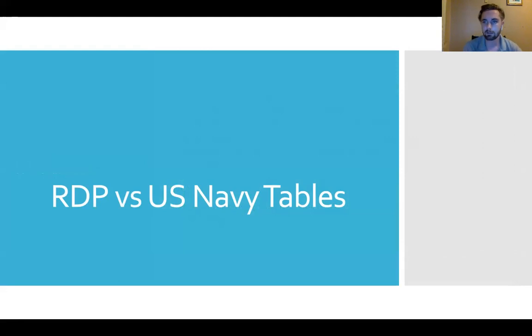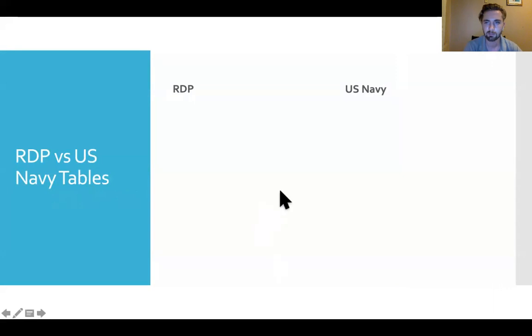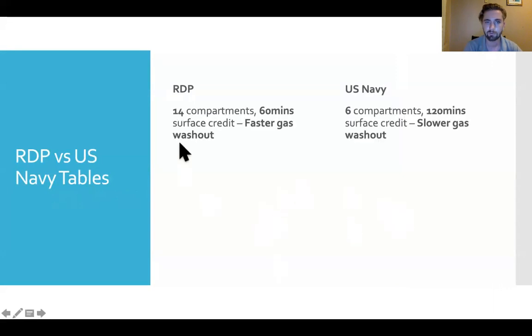Now, looking at the RDP, which we use with PADI, and the US Navy tables. The recreational dive planner has 14 of these theoretical tissues or compartments, and they have a 60-minute surface credit. So they're going to have a faster gas washout. Whereas the US Navy tables only had 6 compartments with 120-minute surface credit. So they release that gas slower.